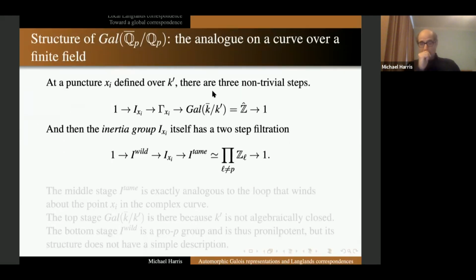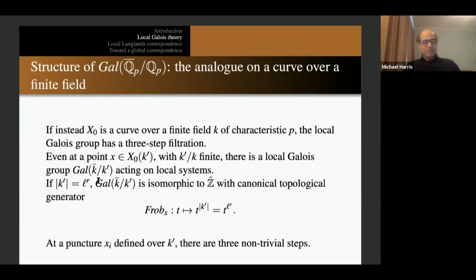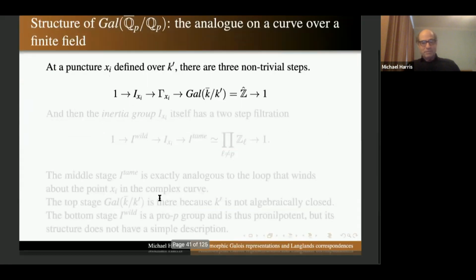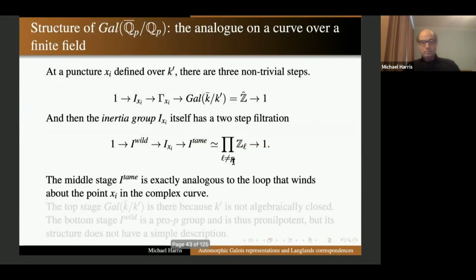Now, so going back, I told you that it was characteristic L, but now it's characteristic P again, okay? My apologies for this. So the tame part is a product of Z_L for L different from the characteristic of K, or K prime. And this you should think of as exactly analogous. This middle stage is a kind of product of L-adic completions of that loop that winds around the point in the complex curve. We're winding around that.